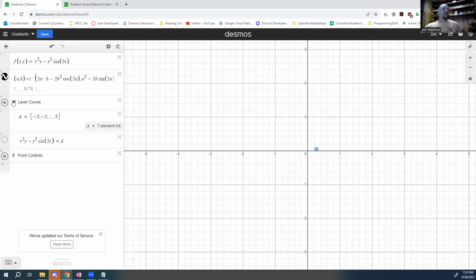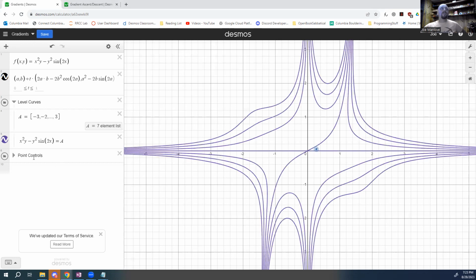So let me turn on level curves here. So these wacky businesses are the level curves in my function. These are the ones from -3 to 3. And you can see that, anytime I'm in here, see how that gradient's perpendicular to that thing? I move it around, it's perpendicular. Isn't that kind of cool?